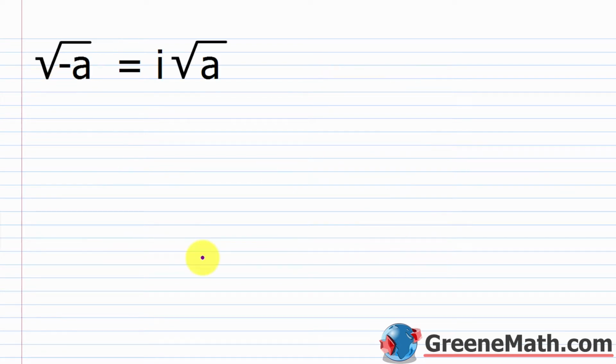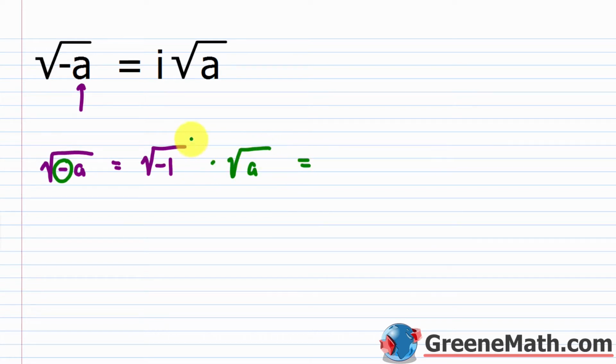So in general, we can use this rule here. We have the square root of negative a, and we say this is equal to i, the imaginary unit, times the square root of a. All we're doing here, we're first assuming that a is a positive real number, and we're saying the square root of negative a is equal to the square root of negative 1, right? I'm just dealing with this negative right here, times the square root of a. By definition that square root of negative 1 is i, so I put the i here, and then times the square root of a.